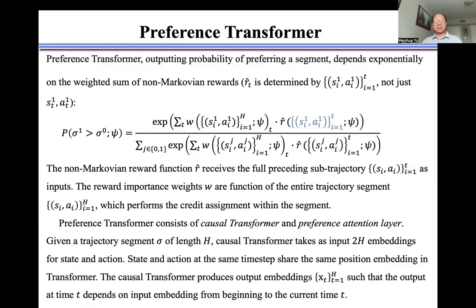Preference transformer consists of a causal transformer and a preference attention layer. Given a trajectory segment sigma of length H, the causal transformer takes as input 2H embeddings for state and action. State and action at the same time step share the same position embedding in the transformer. The causal transformer produces output embeddings x_t such that the output at time t depends on input embeddings from the beginning to the current time t.